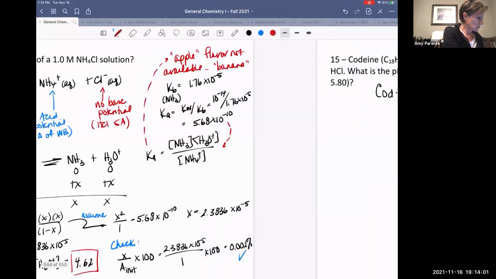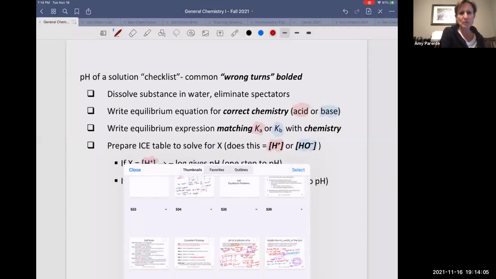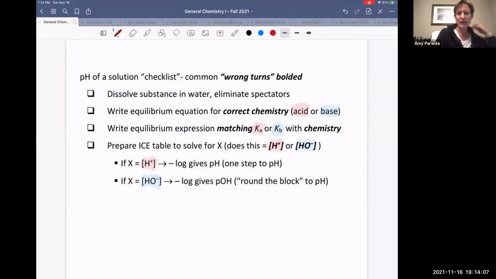All right, so let me come back here. This was kind of an important slide. I told people to take a picture of it when we were in class because these are some things I always want to make sure that you're asking yourself, kind of a checklist of questions as you're going through determining the pH of a solution.